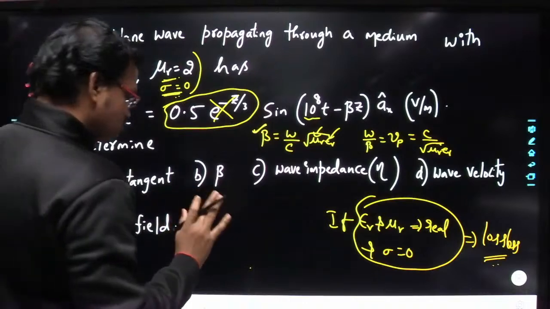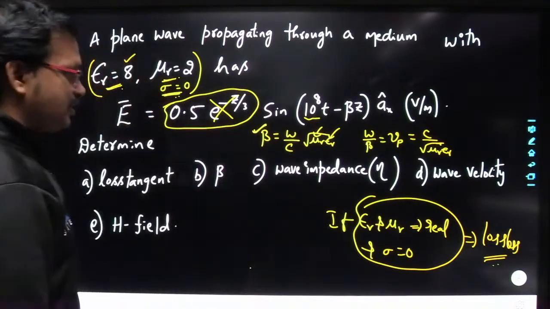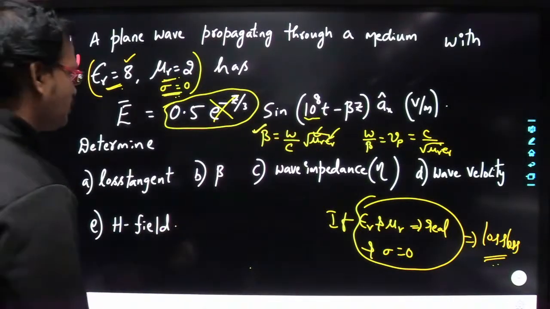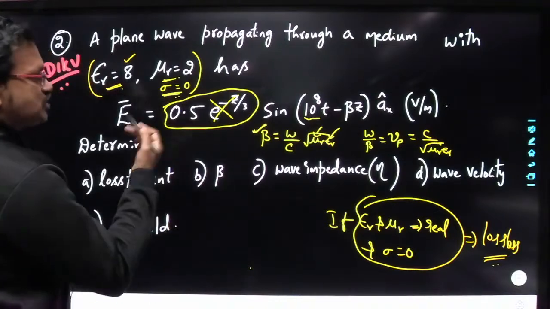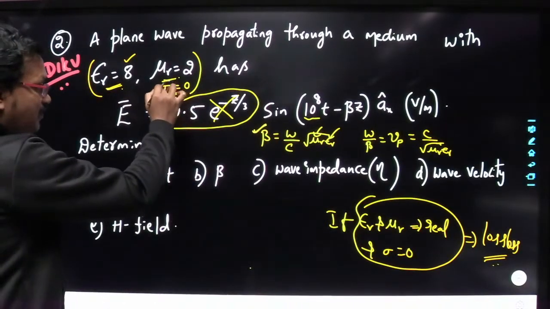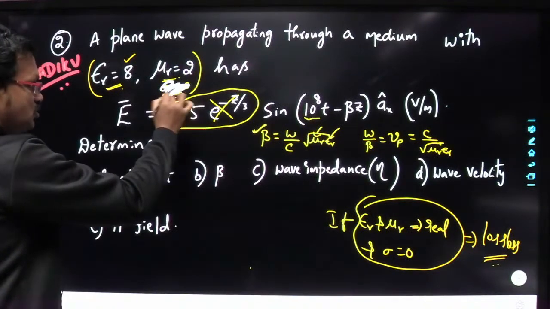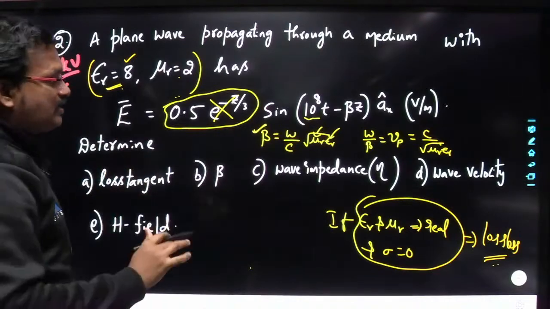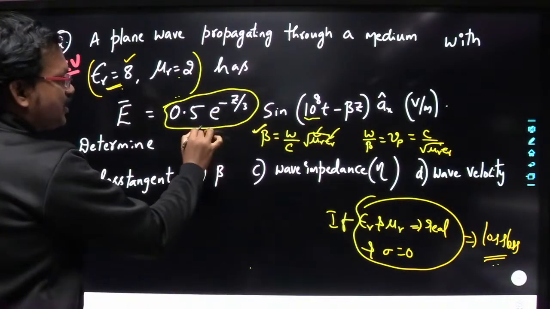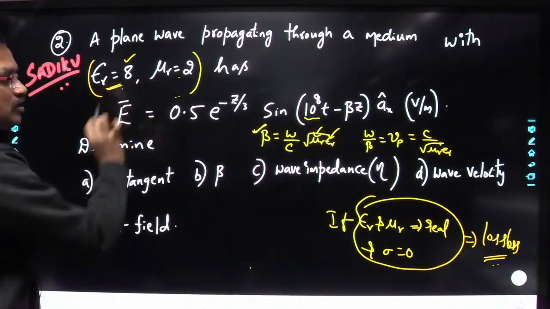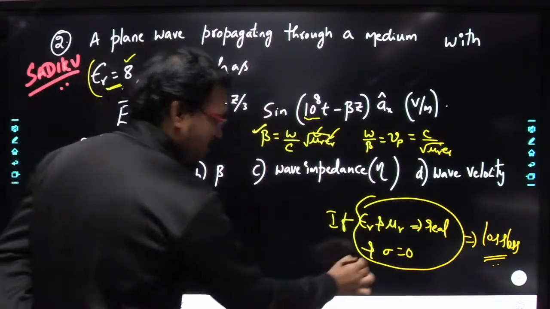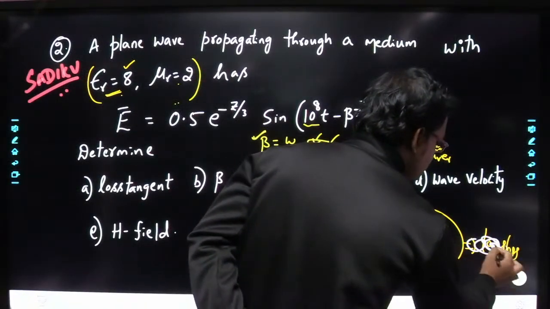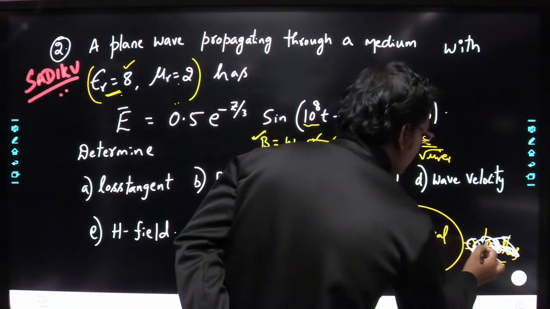Okay, sometimes this will happen in GATE and IES questions, right? But if you check the Sadiku book, they have not given sigma equal to 0, which means sigma is not equal to 0. How can you understand that sigma is not equal to 0? Because here they have given only the epsilon r value and mu r value, and they have not mentioned anything about sigma. So in that case, you cannot judge whether the medium is lossy or lossless.